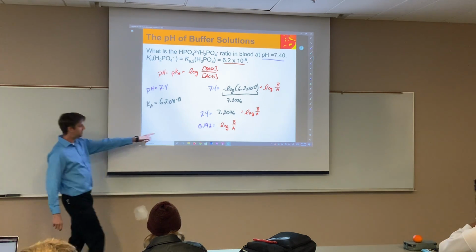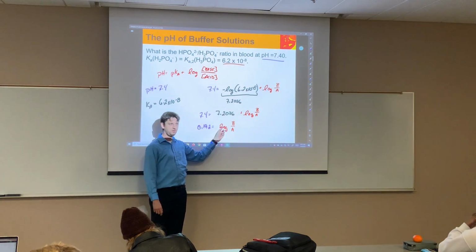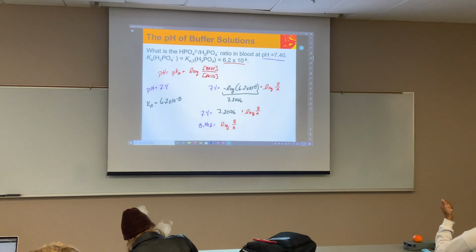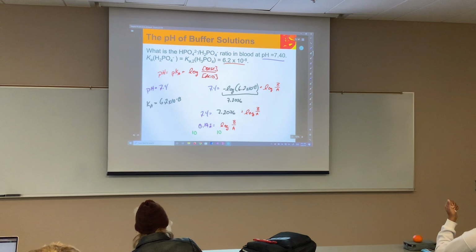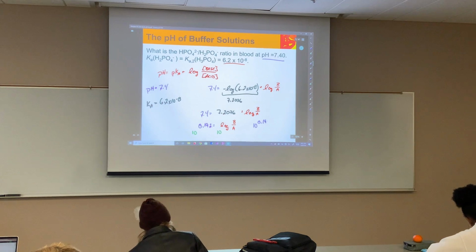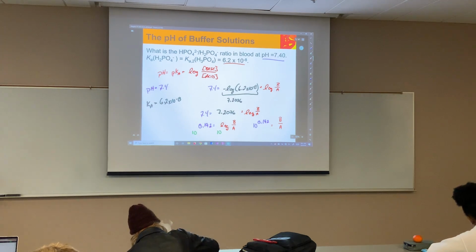So if I take 10 to this, that gets rid of the log, right? If I take 10 to everything in here, so 10 to that, 10 to this, that's going to be equal to, just going to write it out, 10 to the 0.192 is then going to be equal to the ratio that we want. Got it?